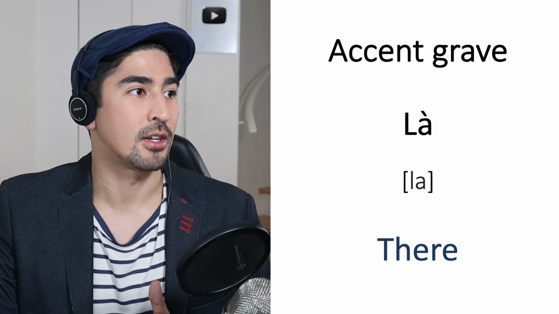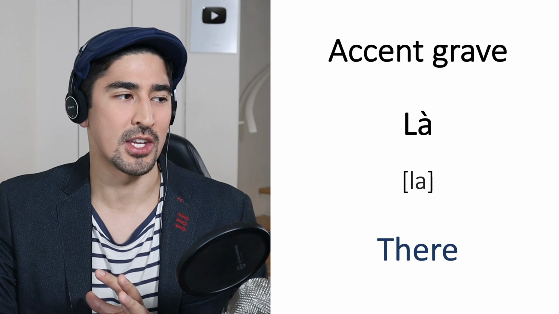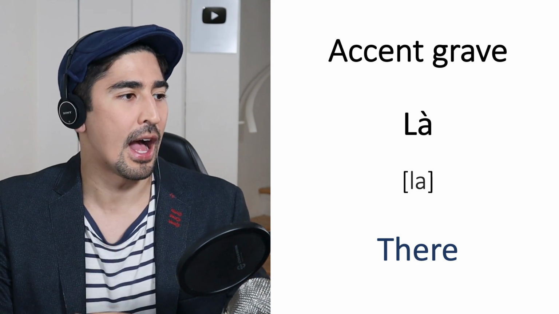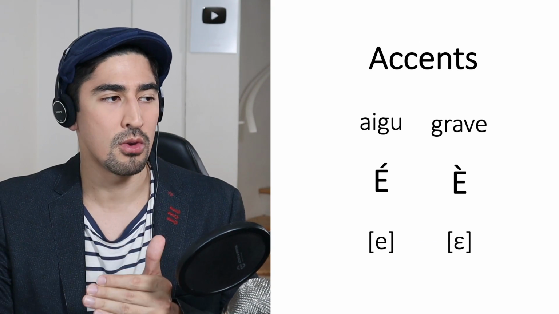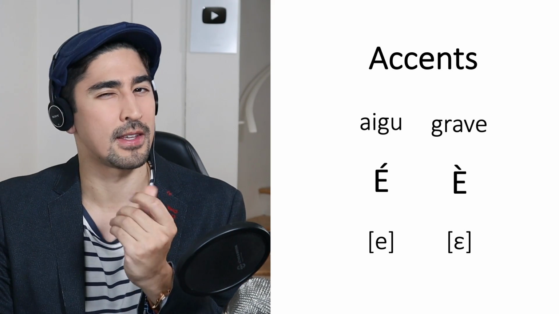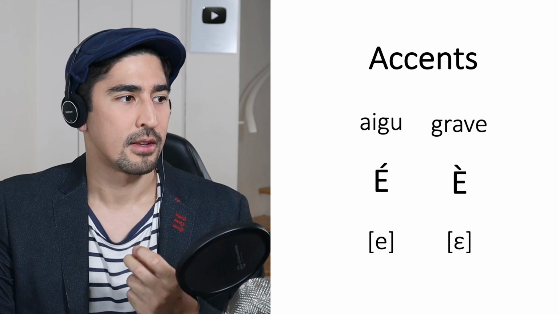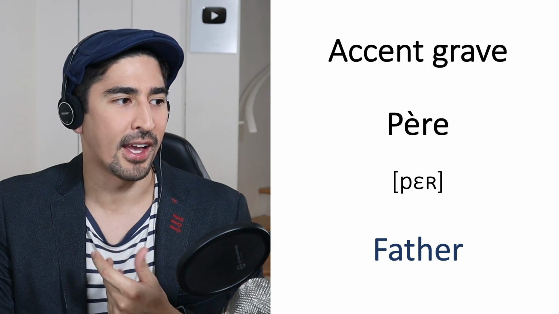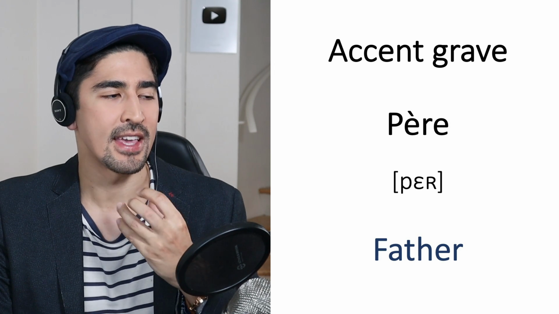Then we have the accent grave. For the letter A, it's not going to change the pronunciation. It's always going to be A, là, which means there. E would sound different with the accent grave. If you put the accent aigu, it's going to be E. If you put the accent grave, it's going to be E. Can you tell the difference? So here we have père. It's not père, it's père. So a bit further back in the throat. E is closed, E is open.